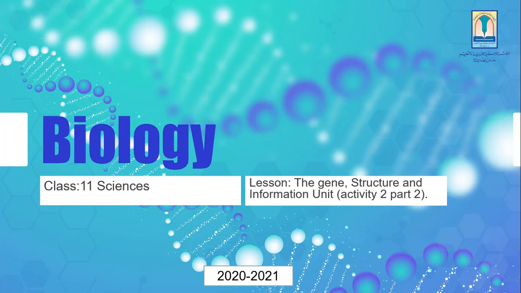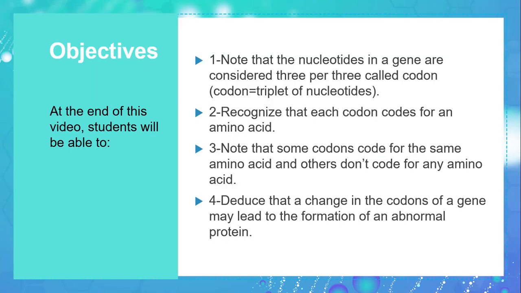We are going to proceed with activity 2 of chapter 3, the gene structure and information unit, part 2. At the end of this video, you will be able to note that the nucleotides in a gene are considered 3 per 3, called codons, and a codon is a triplet of nucleotides. Recognize that each codon codes for an amino acid. Note that some codons code for the same amino acid and others don't code for any amino acids. Deduce that a change in the codons of a gene may lead to the formation of an abnormal protein.